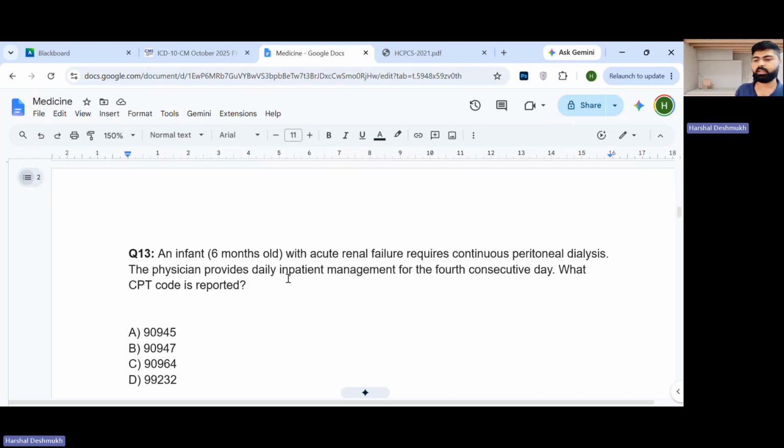An infant with acute renal failure requires continuous peritoneal dialysis. The physician provides daily inpatient management for the fourth consecutive day. What CPT code is reported here?